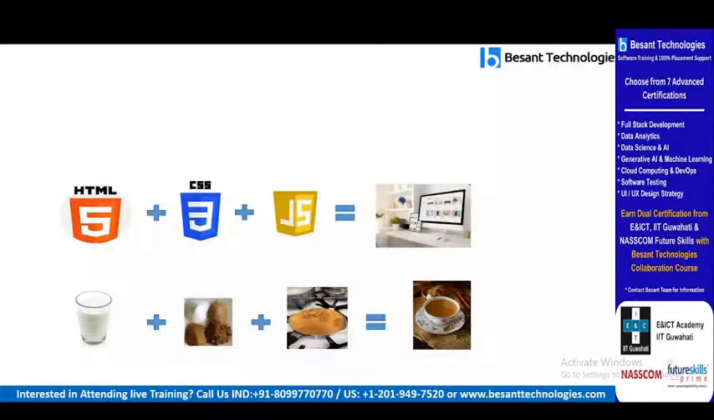When it comes to CSS, CSS means cascading style sheet. With CSS, mostly we add our background colors, animations, and such things. So here we can take CSS as sugar, tea powder, or coffee powder. I'm just mixing the sugar and coffee powder.